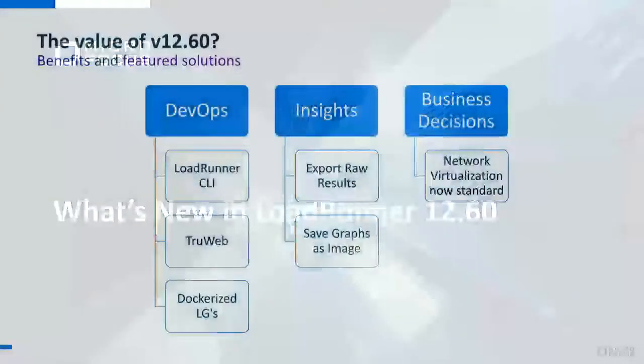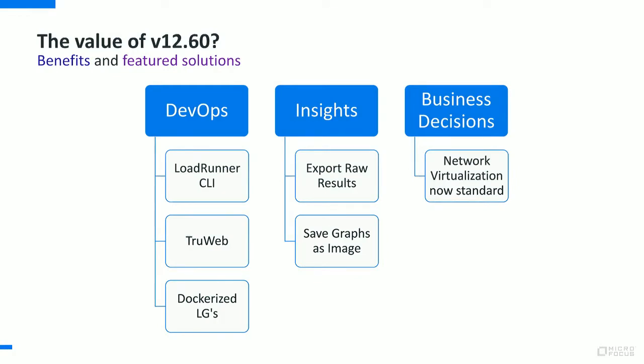What's important to understand is that the team and I tried to jam-pack this release with a lot of key features that are going to provide a lot of benefit and value to you as the end user. We categorized our features into three buckets: DevOps, insights or analysis, as well as a business decision that we made as a team. We plan on discussing each of these items underneath each bucket, followed by some demos of some of the key features.